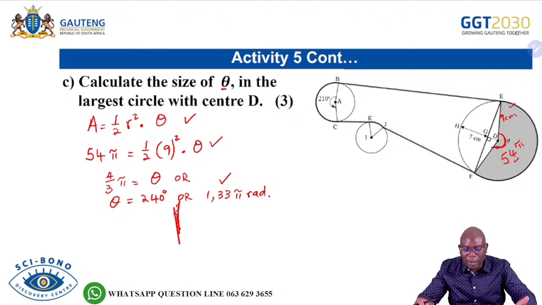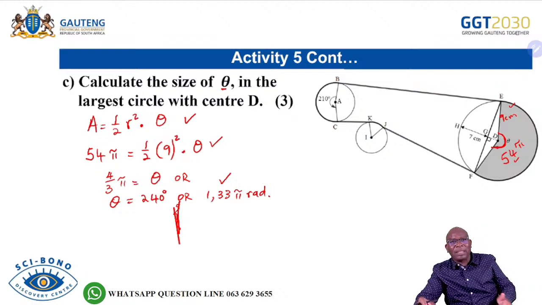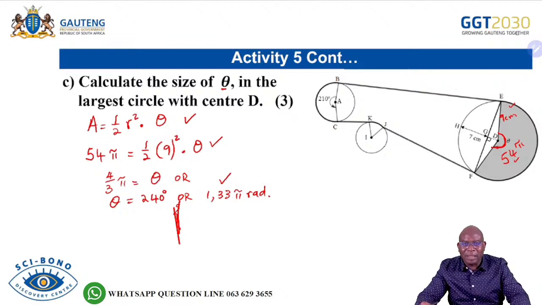Okay, so area is given. Go to the formula where we have area. Eliminate all other formulas for the sector, the arc length. Then use the formula for area, and that formula for the area is relevant because the sector is the one that is shaded that you're looking for.